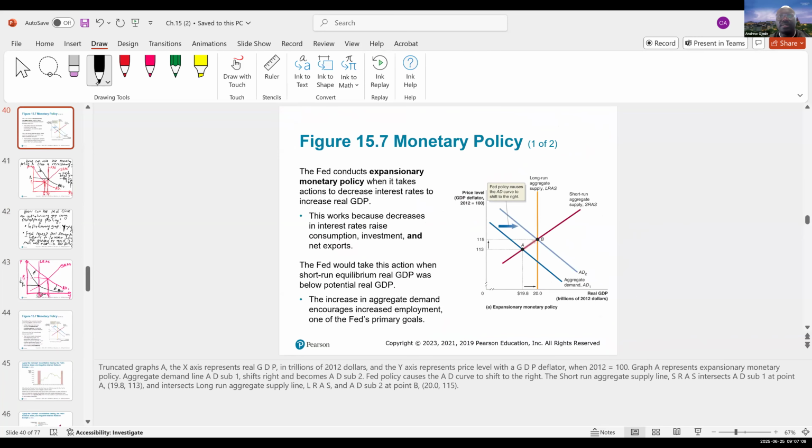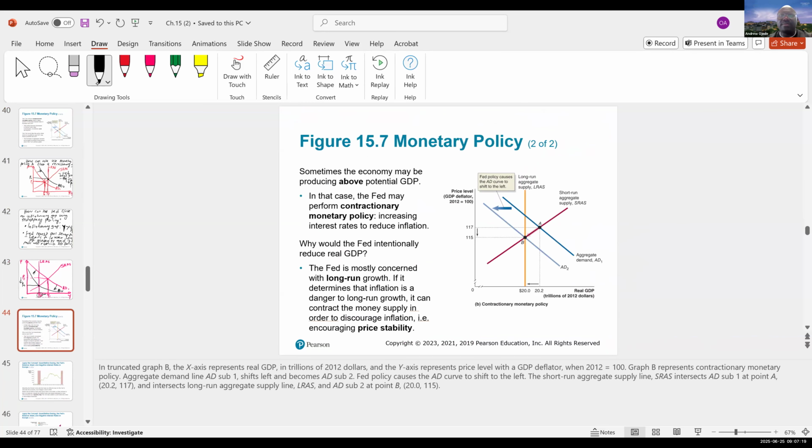So we talked about all this. This is how the Fed closes the recessionary gap by decreasing interest rate. The aggregate demand curve shifts to the right. This is how the Fed closes the what? The inflationary gap by using contractionary monetary policy. They're going to increase interest rate, which they do by selling bonds.